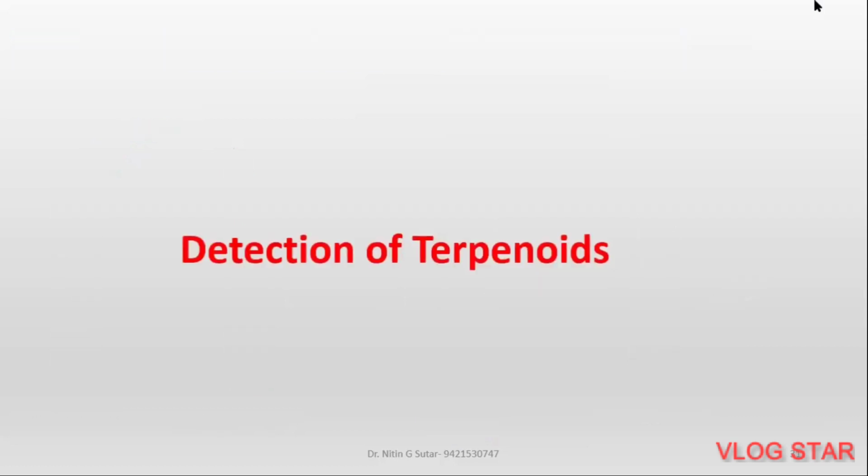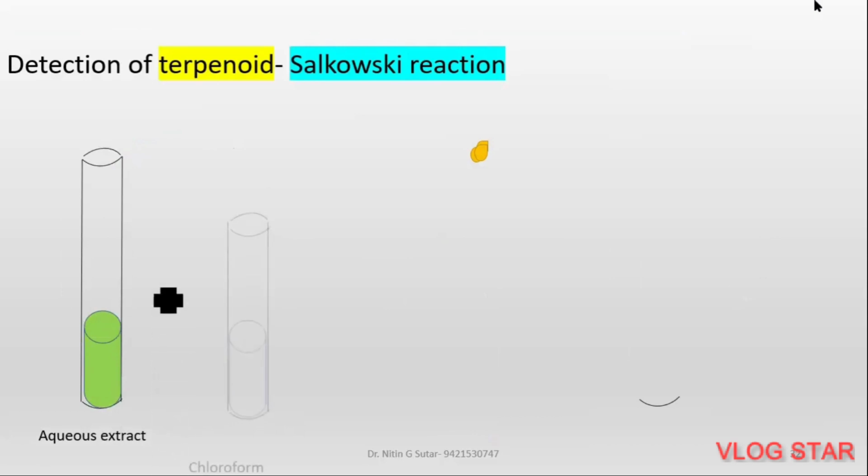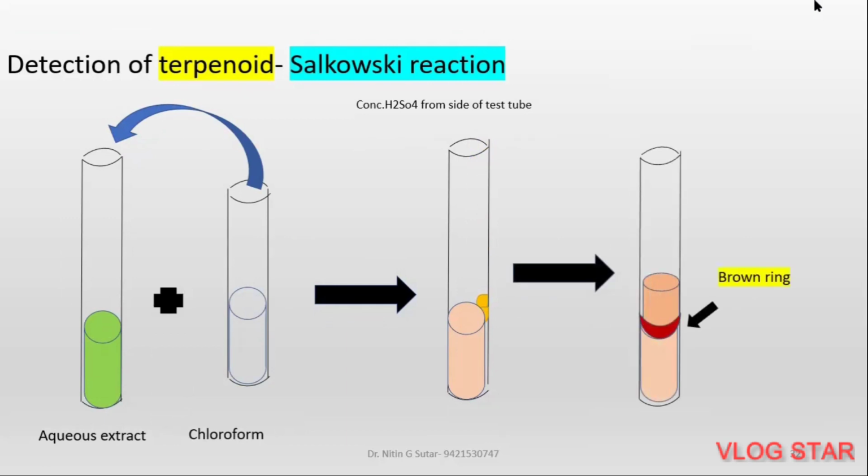Next one, detection of terpenoids. A Salkowski reaction is what we utilize for this. Take aqueous extract. To this aqueous extract, you add chloroform. To this mixture, you add concentrated sulfuric acid from the side of the test tube. Here you get a brown color ring, indicating terpenoids are present.